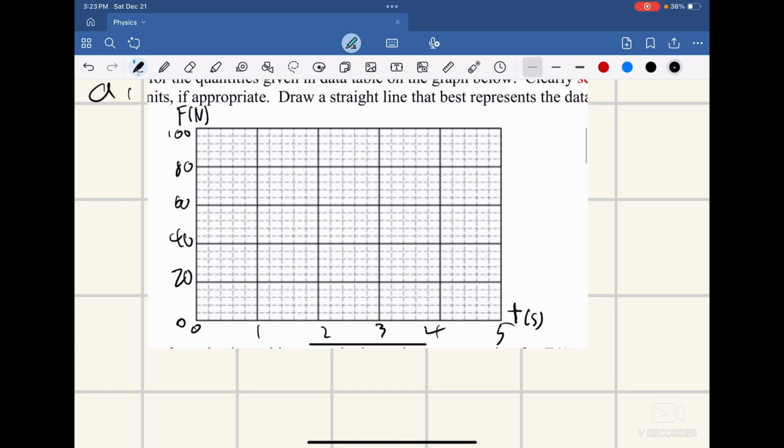And it says that at time t equals 0, Fn is equal to 100, so we put a dot here. At time t equals 1, 80, 2, 60, 3, 40, 4, 20, and 5, 0. And as you can see, this is a very linear graph or function. And so we can just draw a straight line through all the 5 points. And that's part A done.